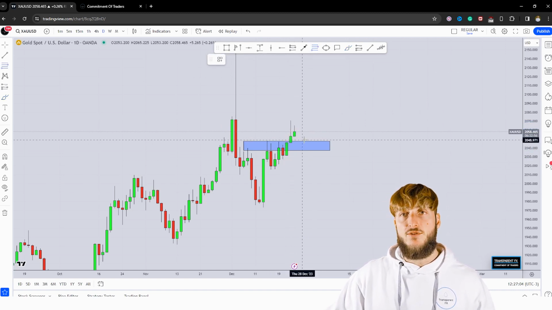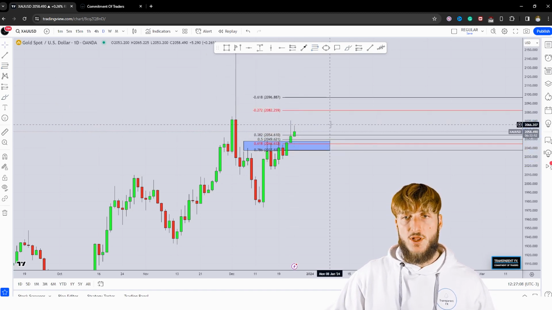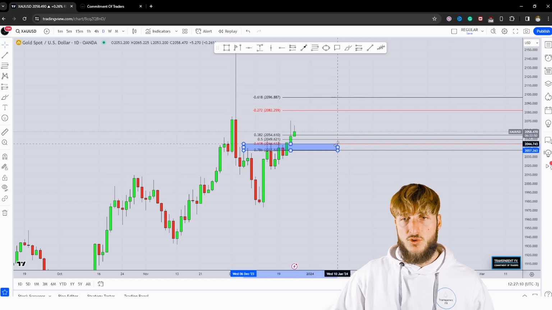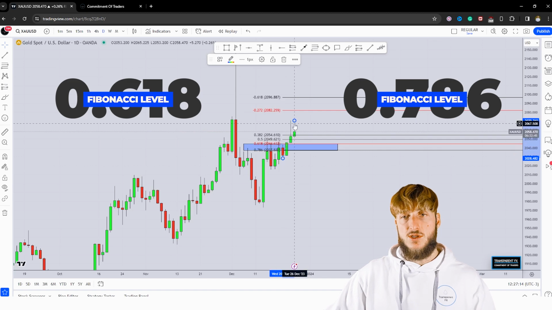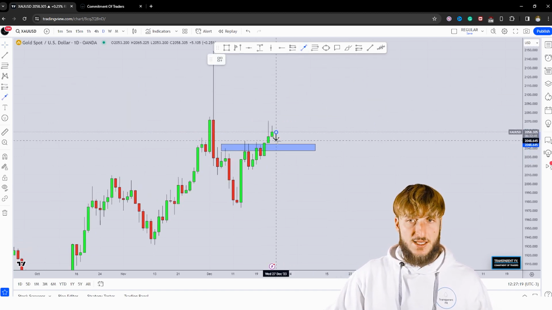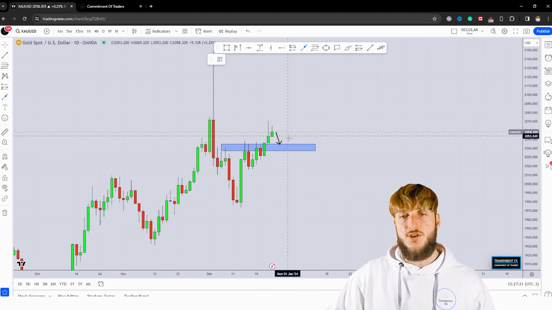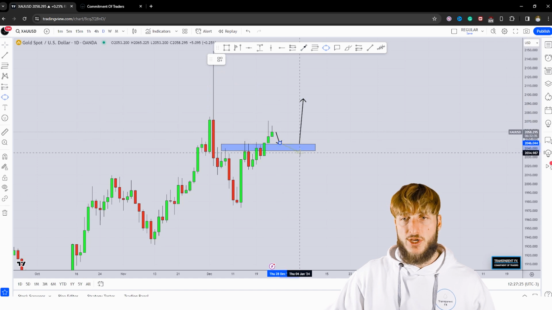And in general, after an impulse, if you want to measure the correction, you have to take your Fibonacci from the low to the high of the impulse leg. And if we do that, we can see how we have the 0.618 and 0.786 of the Fibonacci taken on this impulse candle. And what we could expect at this point is a retest of this confluence of support area before then getting a rejection to the upside.